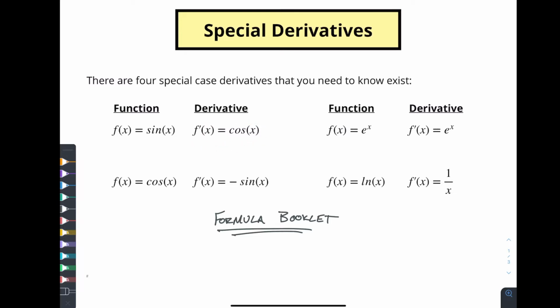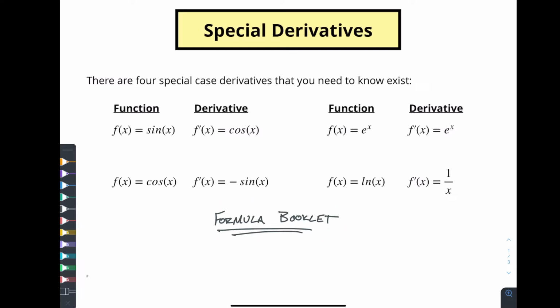The 4 special cases that we need to know are: if your function is sine of x, then the derivative is cosine of x. And if your function is cosine of x, then your derivative is negative sine of x. You can easily see how closely these are related, so you might get them mixed up, which is why I say don't worry about it, don't memorize it, use the formula booklet.